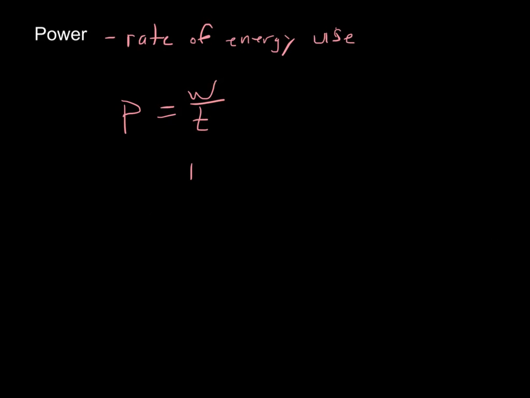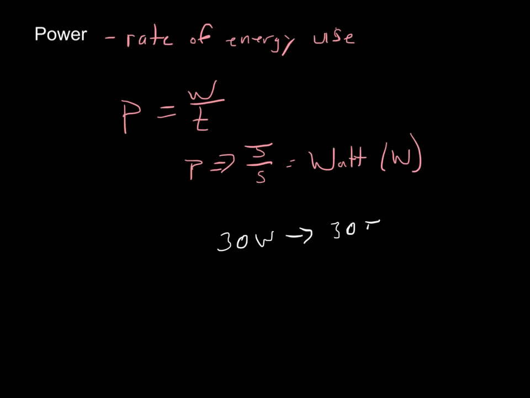So power, unit-wise, is joules per second, which is equivalent to a watt, which we abbreviate with a W. Be very careful here. If you see something that has a unit of W, that does not mean it goes in for work. It's a little confusing just because of units, and one's a unit, one's a variable. So just make sure you're keeping track of that. Work is in joules. Energy is in joules. Energy per second. So for example, if you have a 30-watt light bulb, then that means you are using 30 joules of energy to make that light bulb run per second.